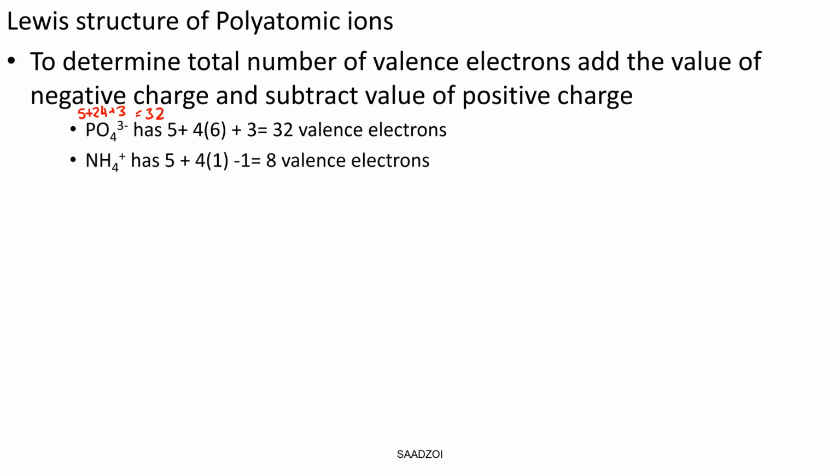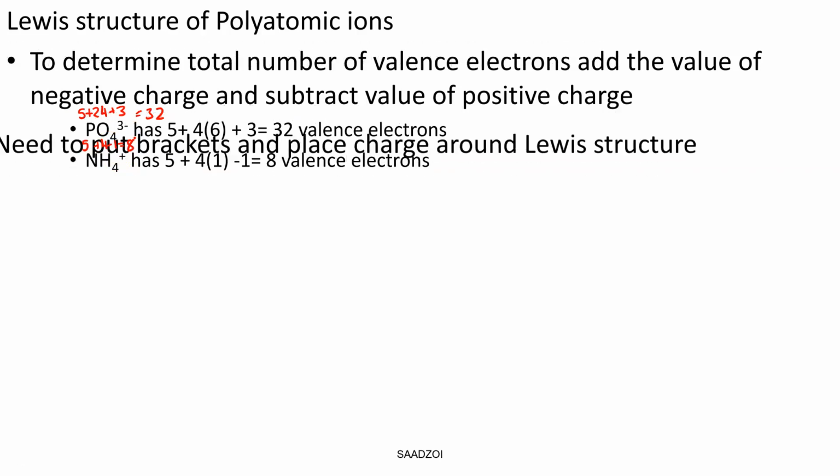On the flip side, ammonium: you have 5 because it's group 5A, 4 from hydrogen because each of them has 1, and you have a positive charge. So what do you do with a positive charge? You subtract that number of positive charge. So in this situation, I subtract 1, and I get 8 valence electrons. So that's how you deal with charges.